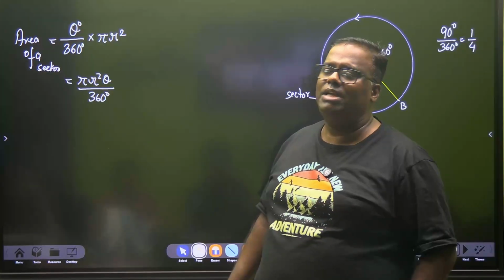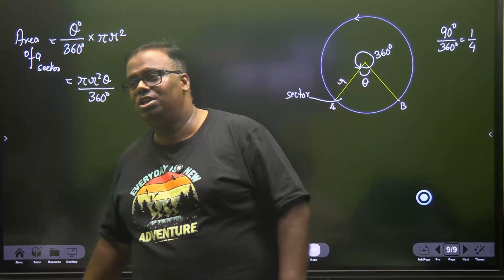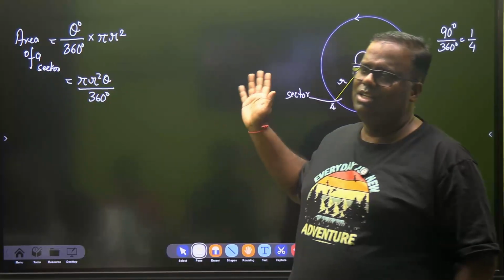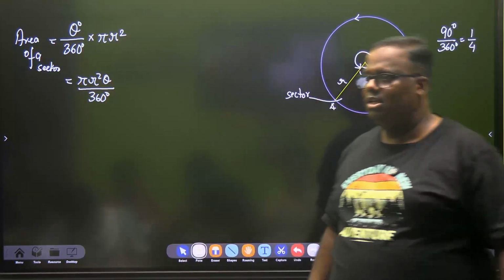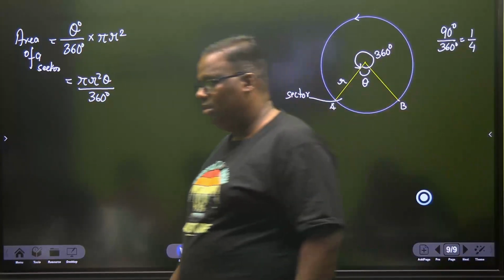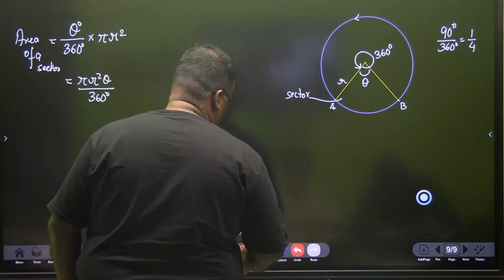Full marks is 360. This is like pie charts which you did. Full marks is how much? 360. How much are you eating? This you did in pie charts. Theta portion of 360. So pi r square theta by 360. Clear? Great. Now let us see one more analogy to it.